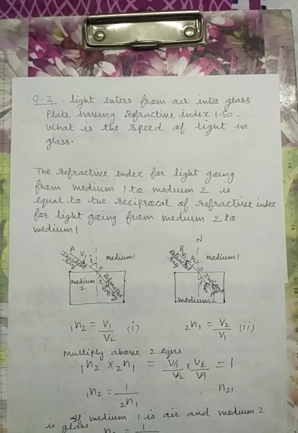Now this is another numerical. Light enters from air into a glass plate having refractive index 1.50. What is the speed of light in glass? So you have to solve this numerical by yourself. Now, the refractive index for light going from medium 1 to medium 2 is equal to the reciprocal of the refractive index for light going from medium 2 to medium 1.